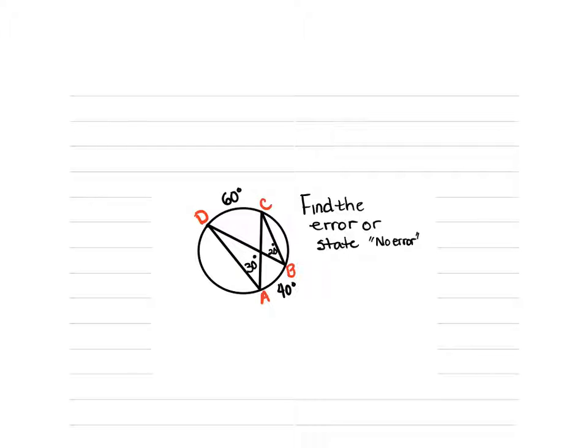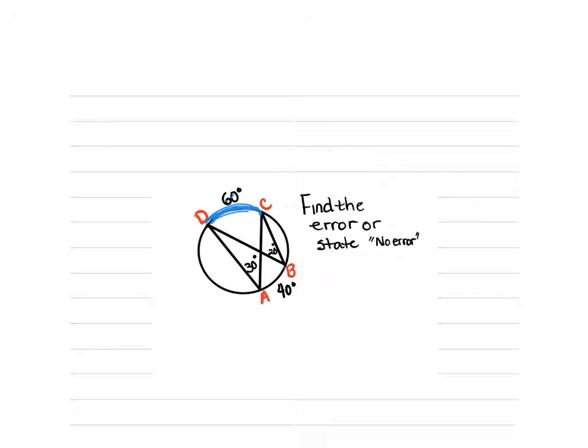Let's find the error in this problem. This is not in your booklet. Find the error or state no error. When I look, I see a lot of inscribed angles. I see the angle A is inscribed. When I extend, the arc is DC. When I look at B and I extend, the arc is DC. The arc is 60. The angle is 30 because it's half. The arc is 60 and this one is 20. So what is the error?